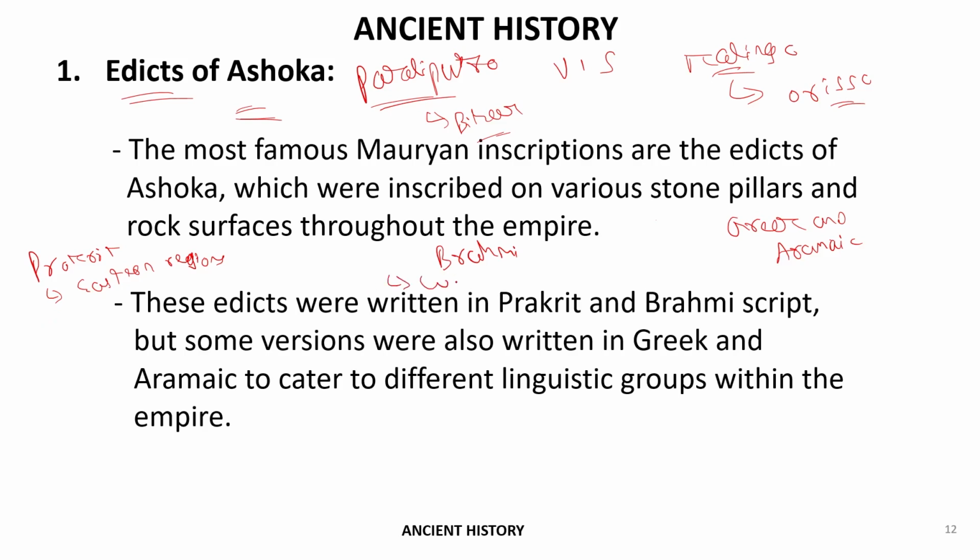Brahmi was basically for northwestern and central parts. For central and northwestern regions, he used Brahmi. Okay, but Greek and Aramaic was basically for far western areas, or you can say the present area of Afghanistan, Iran, and Pakistan also. Okay, so he used three languages: Prakrit for eastern regions, Brahmi for northwestern and central parts, and Greek and Aramaic for western areas. Got it?